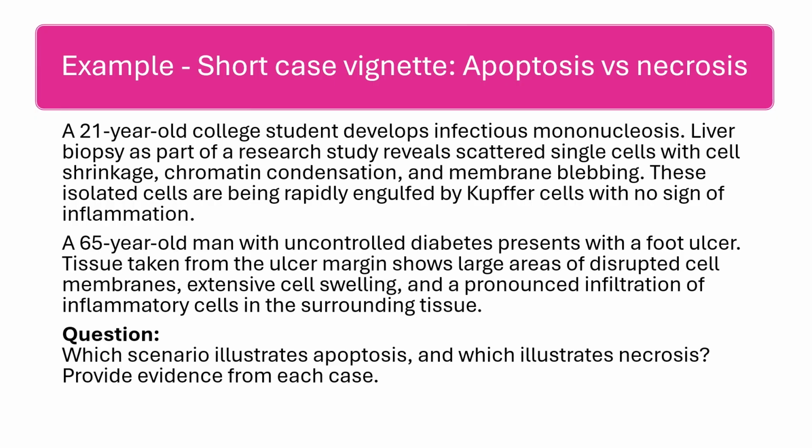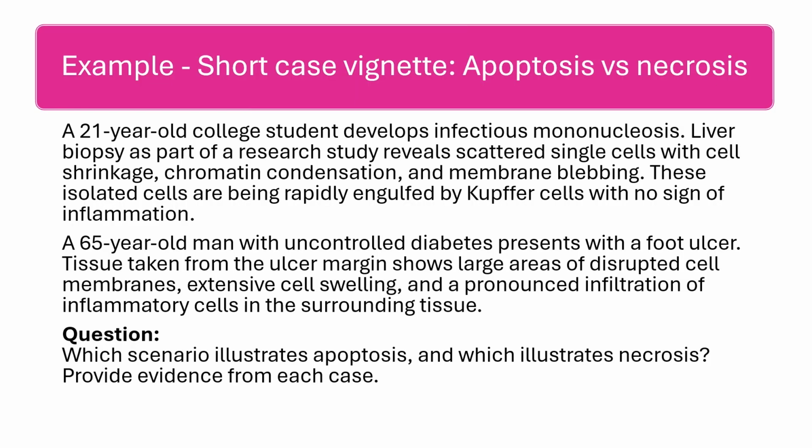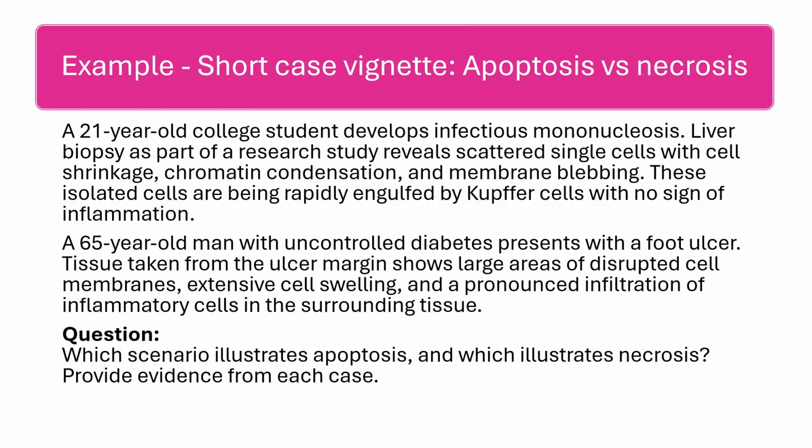A 20-year-old college student develops infectious mononucleosis. Liver biopsy as part of a research study revealed scattered single cells with cell shrinkage, chromatin condensation, and membrane blebbing. These isolated cells are being rapidly engulfed by Kupffer cells with no sign of inflammation. A 65-year-old man with uncontrolled diabetes presents with a foot ulcer. Tissue taken from the ulcer margin shows large areas of disrupted cell membranes, extensive cell swelling, and a pronounced infiltration of inflammatory cells in the surrounding tissue. The question is, which scenario illustrates apoptosis and which illustrates necrosis? But don't only say A or B, provide the evidence from each case.